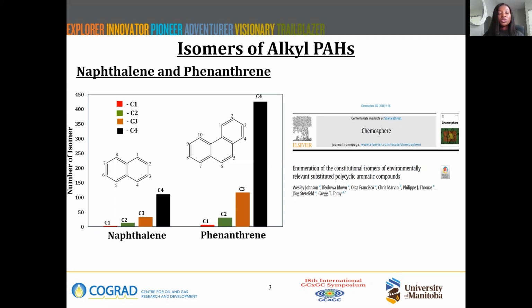As we move from C1 to C4 in naphthalene, we can see an exponential increase and a similar trend observed for phenanthrenes. Although these are theoretically possible isomers, this explains the complexity we see in environmental samples when they are being evaluated.